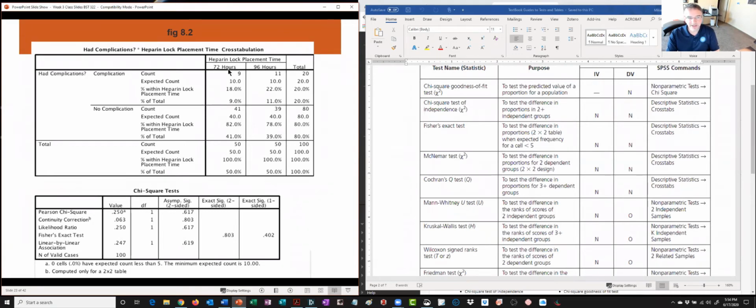We put in heparin lock at 72 hours and 96 hours, and then we look at the complications. So again, our dependent variable, our outcome, we're interested in is whether or not the patient had a complication. So that goes into our rows, the groups go into the columns. So here is the output for SPSS, and you can tell that the value here, it's often called sig, is 0.617.